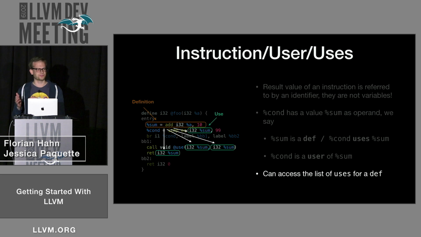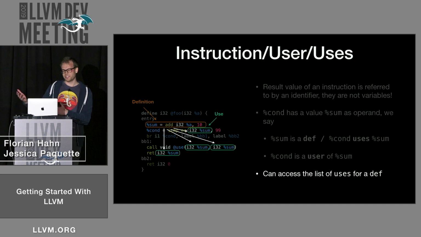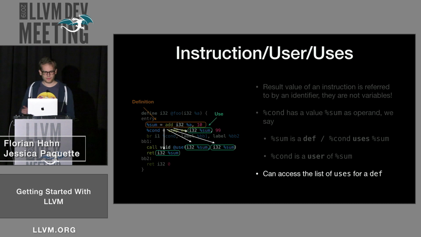And this is really useful for a bunch of things. So for example, if you want to replace sum with a different instruction, you'd have to update all the users. Or if you want to do some data flow analysis, you can use those def-use chains to propagate your information along those edges.